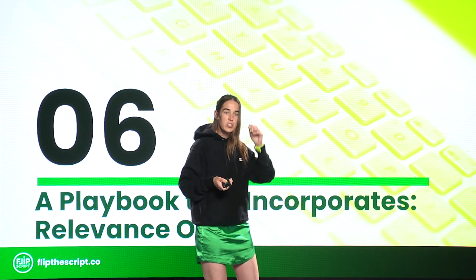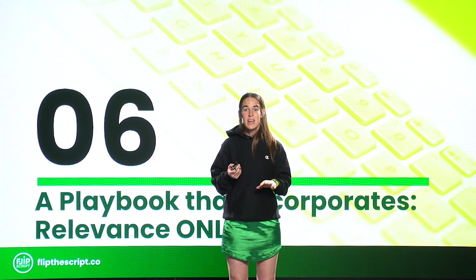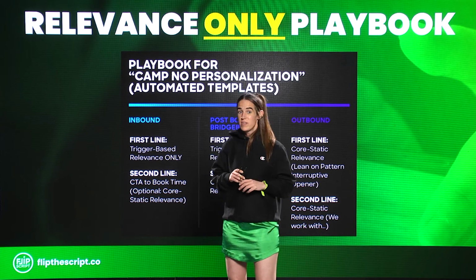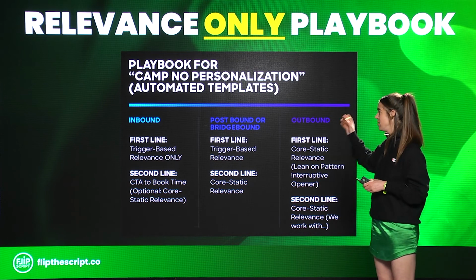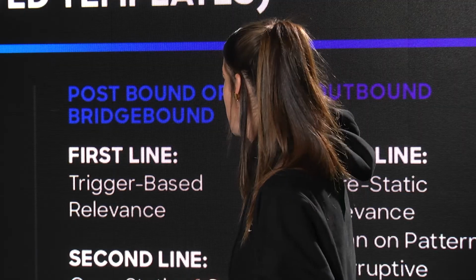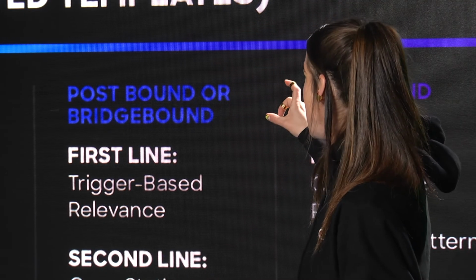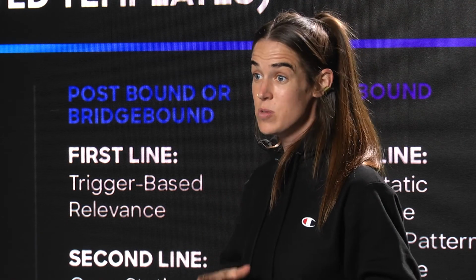So I want to go into the playbook for relevance only, and then we can close out for the day. The playbook that incorporates relevance only for inbound remains the same as a personalization playbook. I would do the trigger-based relevance if they requested a demo and then ask them for the CTA. The difference here is that for postbound or bridgebound, in the first line, I would use the trigger-based relevance.